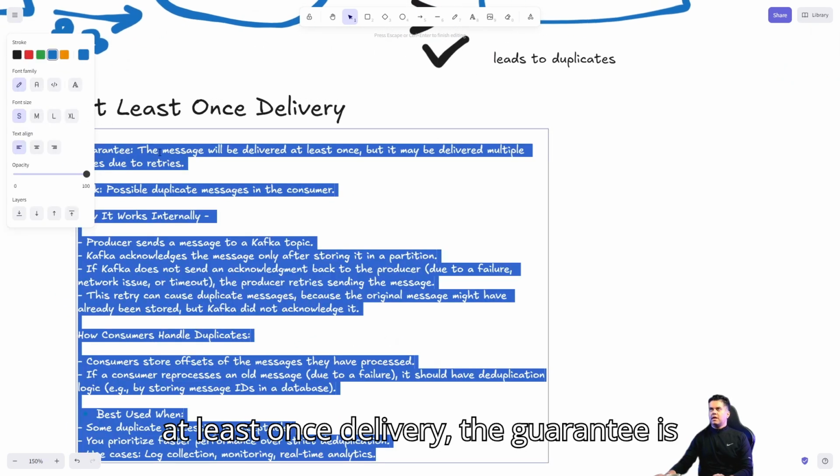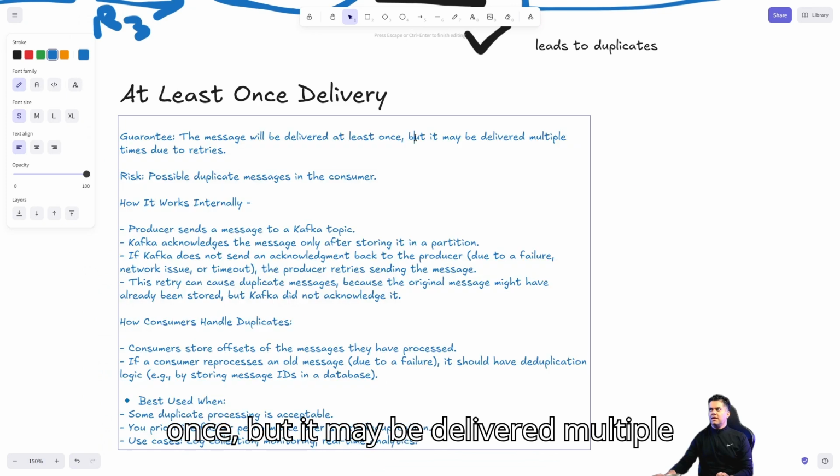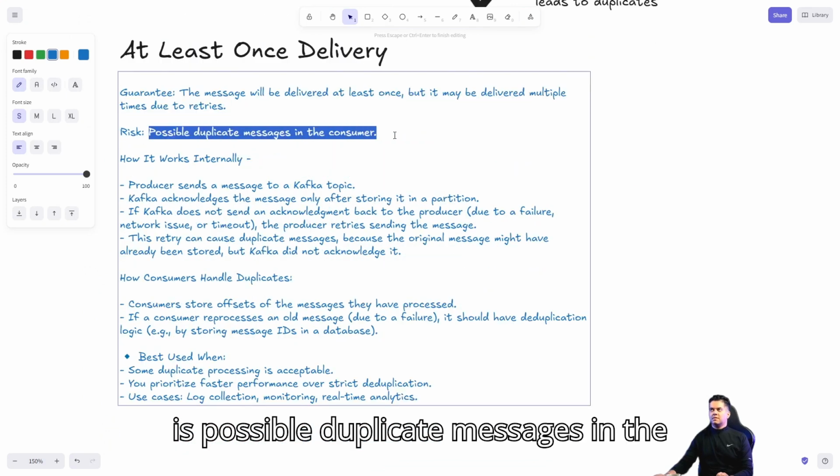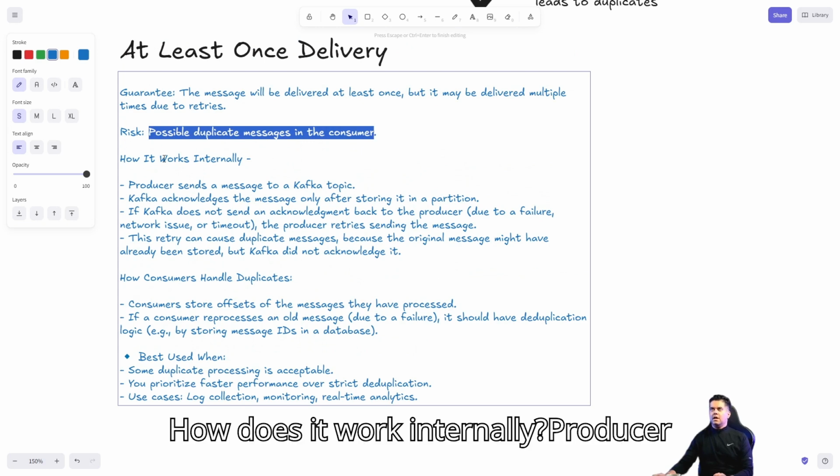So at least once delivery, the guarantee is that the message will be delivered at least once, but it may be delivered multiple times due to retries. And the risk here is possible duplicate messages in the consumer, which is completely all right. How does it work internally?